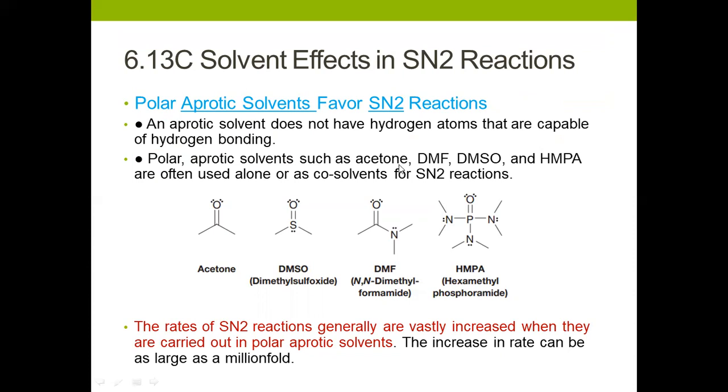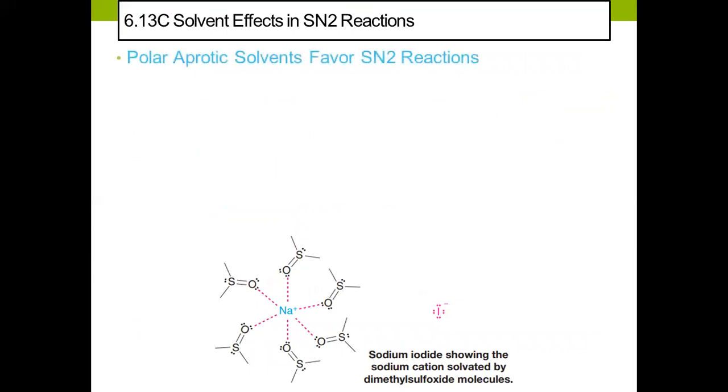In SN2 reactions, whenever we use this kind of solvent, acetone, the polar aprotic solvents, the reaction rate is vastly increased. The SN2 reaction is more dramatic, faster, with higher rates of reaction compared to when we carry out the SN2 reaction in polar protic solvents. It's like a millionfold.